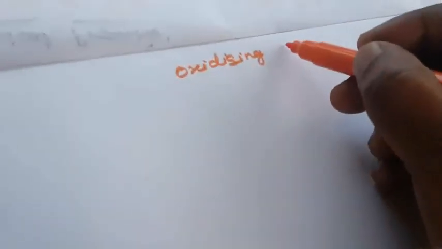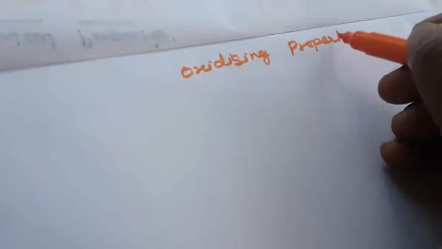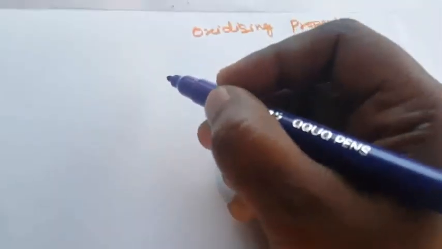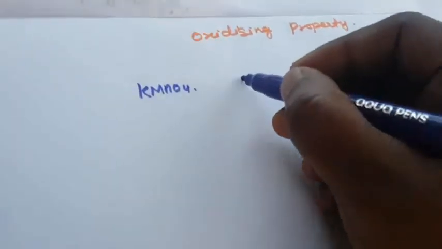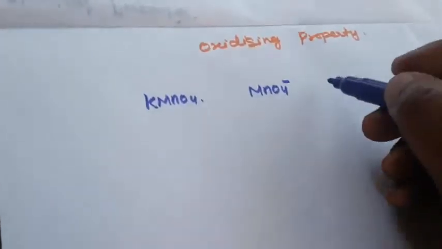Next we are going to see the oxidizing property of potassium permanganate. Potassium permanganate is a powerful oxidizing agent. How can the oxidizing property be explained? First, potassium permanganate, KMnO4. We can write it like this, the permanganate ion.